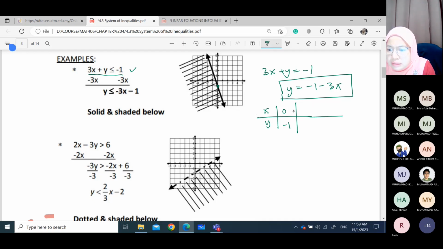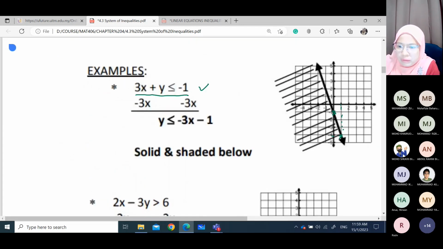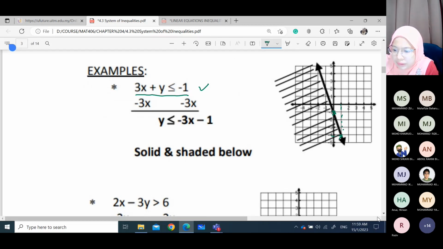And then, katakan x equals to 1. So, negative 1 minus 3 times 1. So, y is negative, berapa tu? Negative 4. So, point dia, x sama juga dengan 1, y negative 4. Okay, y negative 4, so negative 4 dekat sini. So, this is the second point. Kita nampak ya?